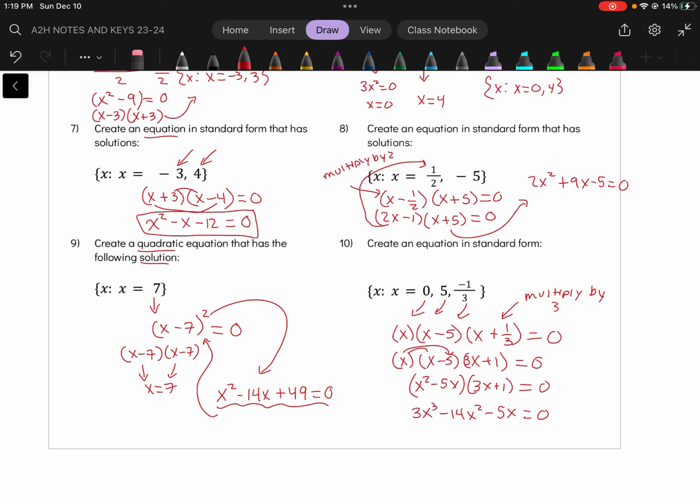Okay. So hopefully this wasn't too bad. Really, it's one of the biggest reasons that factoring is so important and we get it down so efficiently and effectively.